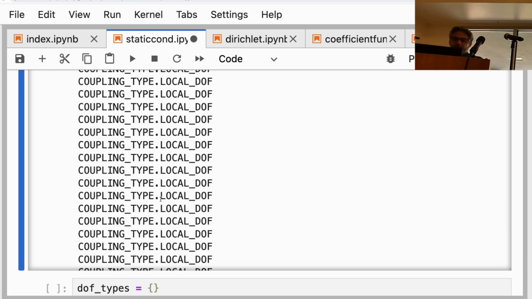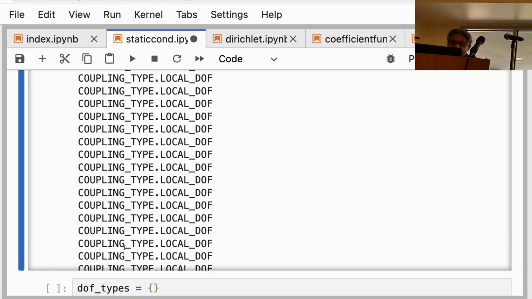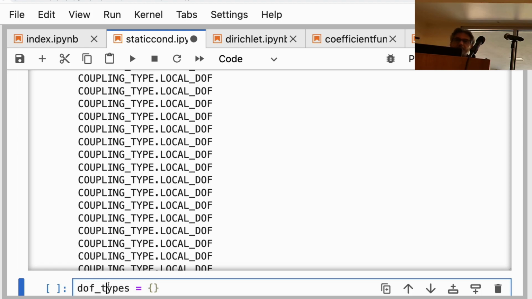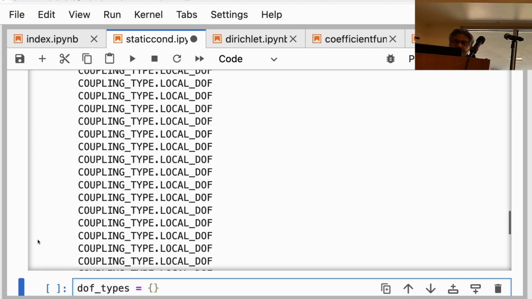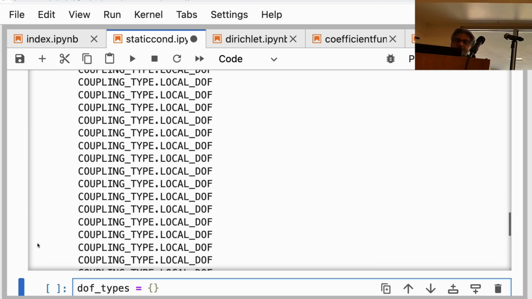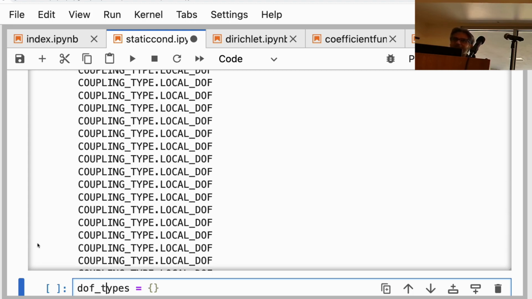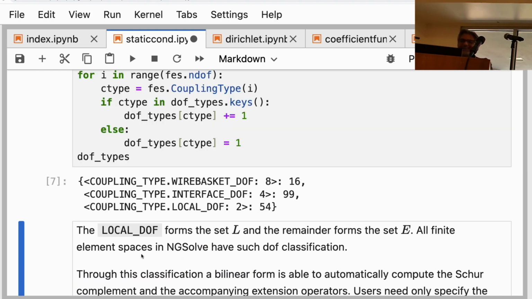Okay, so we at least saw 3 different degrees of freedom types. I think maybe Christoph Lehrenfeld will talk about other types of coupling, right? Hidden degrees of freedom? No? Okay. Okay, that will remain hidden then. So in this example, we have three types of degrees of freedom: local, interface, and wire basket.